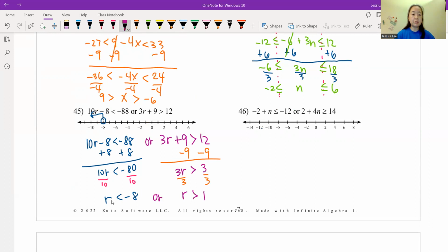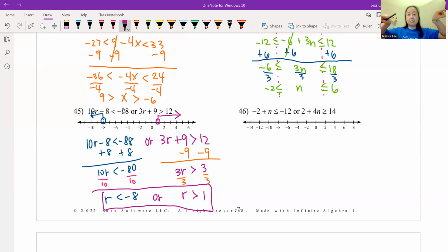So remember, this is an OR, so we're saying both of these work. Either r has to be less than negative 8, or r has to be greater than 1. Those are the 2 options. It can't be anything that is not either of those. It can either be on one side or the other side. So here's 1, and it is not equal to, so we're going to go to the right, because that's where r is greater than. So ORs usually look like this. Usually, not always, but like 95% of the time.